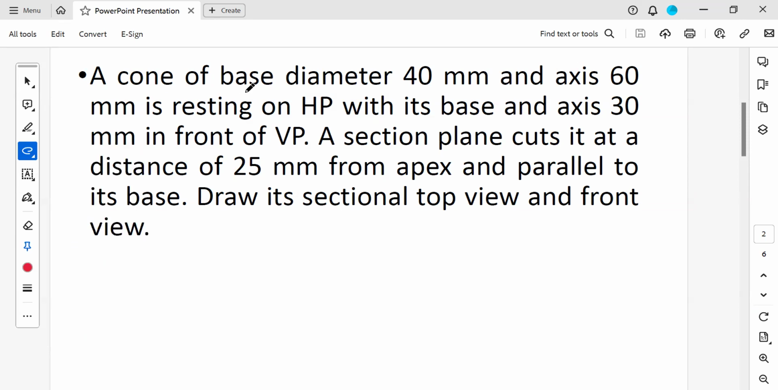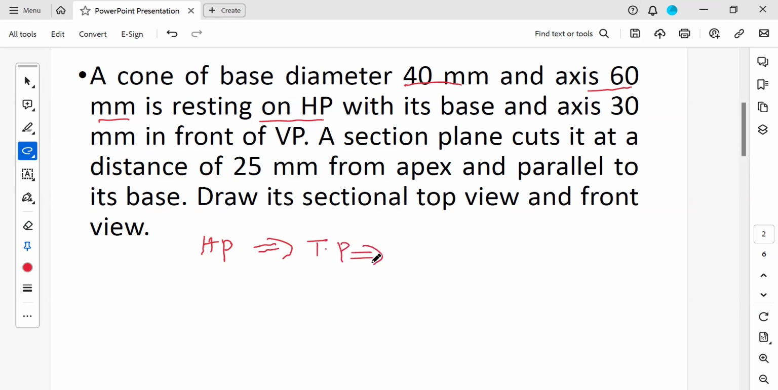A cone of base diameter 40 mm. So the diameter of the cone is 40 mm. Next thing is the axis is 60 mm. Axis is given as 60 mm. It is resting on HP. So when the solid is resting on HP, it means first we need to draw the top view.